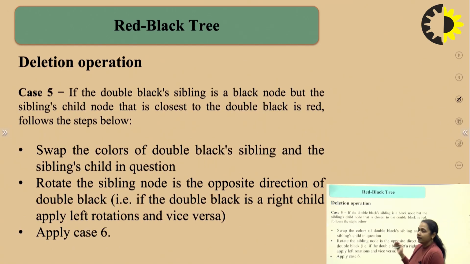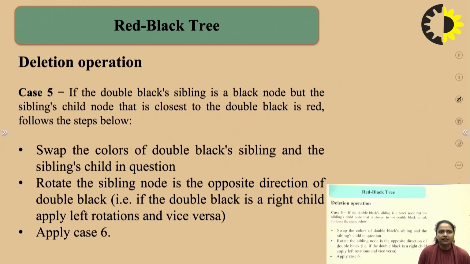Next, case 5 says if the double black's sibling is a black node but the sibling's child closest to the double black is red, means in this particular case the sibling of double black is black but the closest child to double black is red in color. In this particular case, we simply swap the colors of the double black's sibling and the sibling's child and rotate the sibling node in the opposite direction of the double black and again apply the next case.